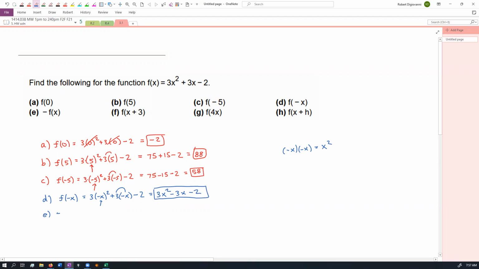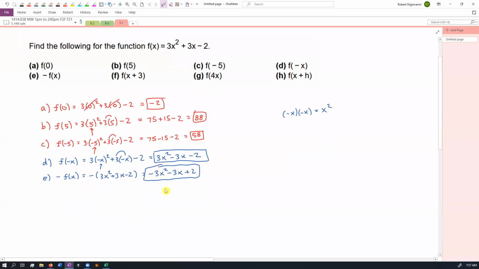E, we want negative f of x, which means we're just going to take a negative and throw it in front of the function. And then distribute the negative through, which changes the signs of everything.